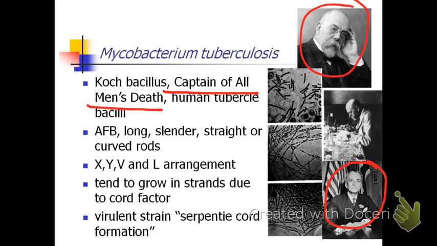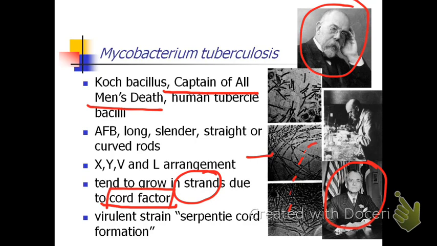It is known as the human tubercle bacilli because of the fact that it could cause tubercle of the lungs. So it is an acid-fast bacilli. As you can see in the illustration, they are long, slender, straight, or curved rods. And they could be somehow pleomorphic, which means that they could exhibit a variety of shapes. They tend to grow in cord, in strands, as you can see here. This strand is known as the cord factor, and very important to take note, cord factor is considered as a virulence factor for Mycobacterium tuberculosis.